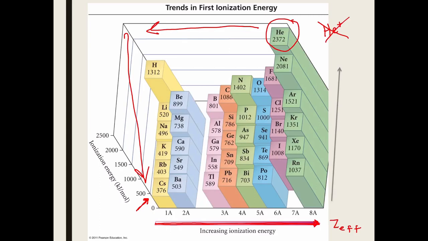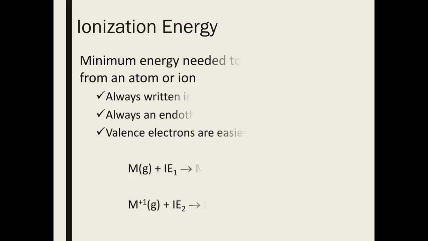So Z effective is going up as we go from left to right, and those valence electrons are experiencing a greater attraction to the nucleus. When they experience a greater attraction to the nucleus, they're being held on tighter, which makes them have much higher ionization energies. Okay, so that's the thought process behind this whole thing.